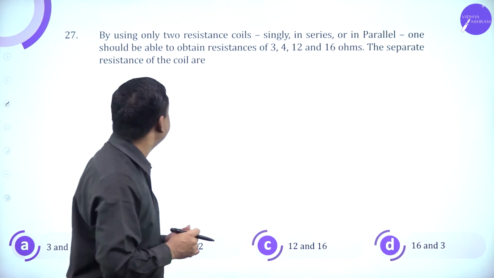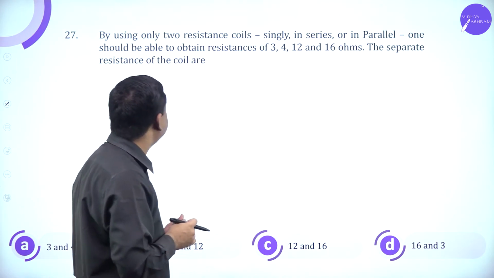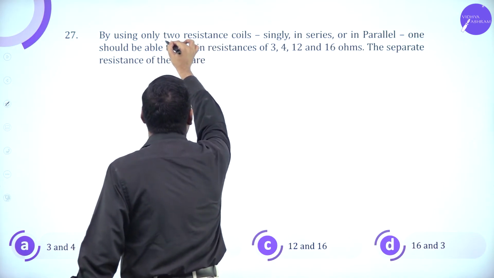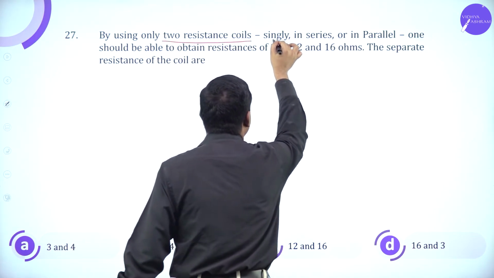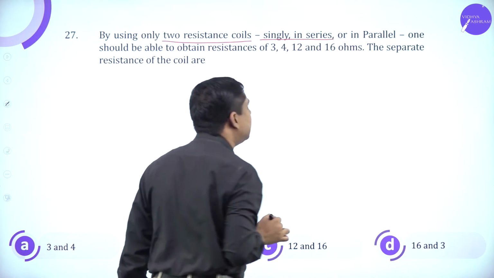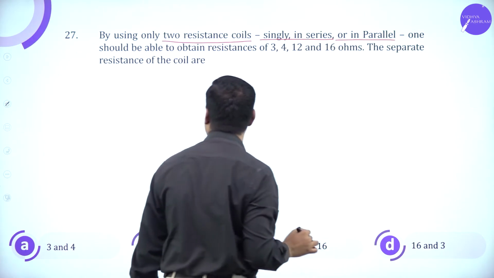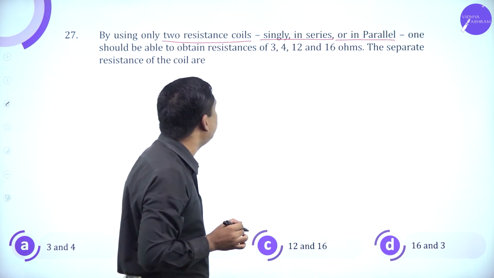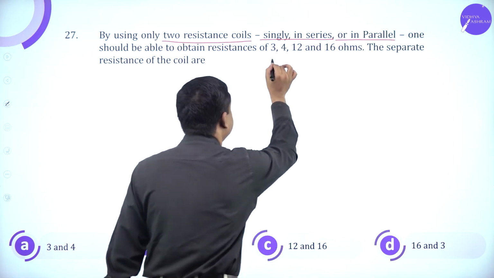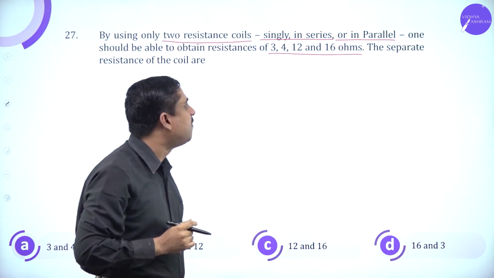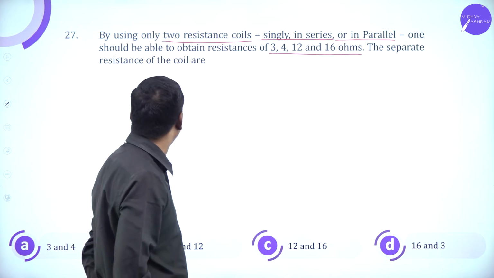Now the problem says, by using only two resistance coils singly, in series or in parallel, one should be able to obtain resistances 3, 4, 12 and 16 ohms.